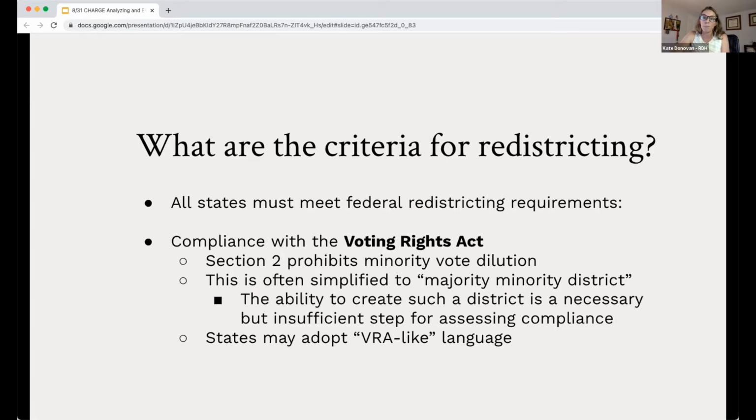So the main point I'm trying to make here is that drawing a majority minority district, or the ability to draw a majority minority district, is necessary, but ultimately insufficient for fully assessing compliance with the Voting Rights Act. But it's an easy shorthand, and it's a lot easier than going through what are known as the Gingles criteria and doing the racially polarized voting analysis. So it is definitely worth taking that first step. I'll also highlight this again in just a moment when we look at which mapping tools can evaluate districts for which criteria. And similar to the equal population rules, some states have adopted language similar to the Voting Rights Act, so that there are both federal and state protections against racial gerrymandering.